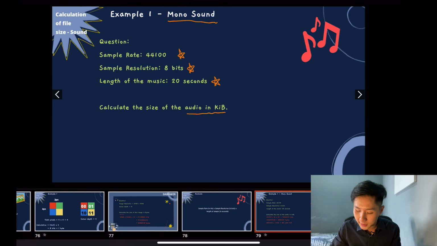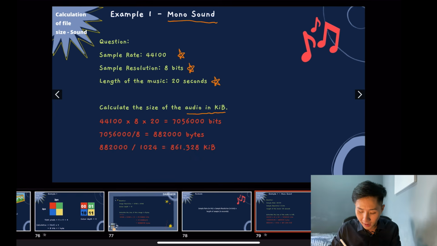So let us try to use this formula. We'll get 7 million bits, okay? But since the question says they want the answer in kibibyte, we need to first convert it to bytes. The way we do this is to divide the number of bits by 8 and get the bytes. And to convert bytes into kibibyte, we have to divide it by 1024.